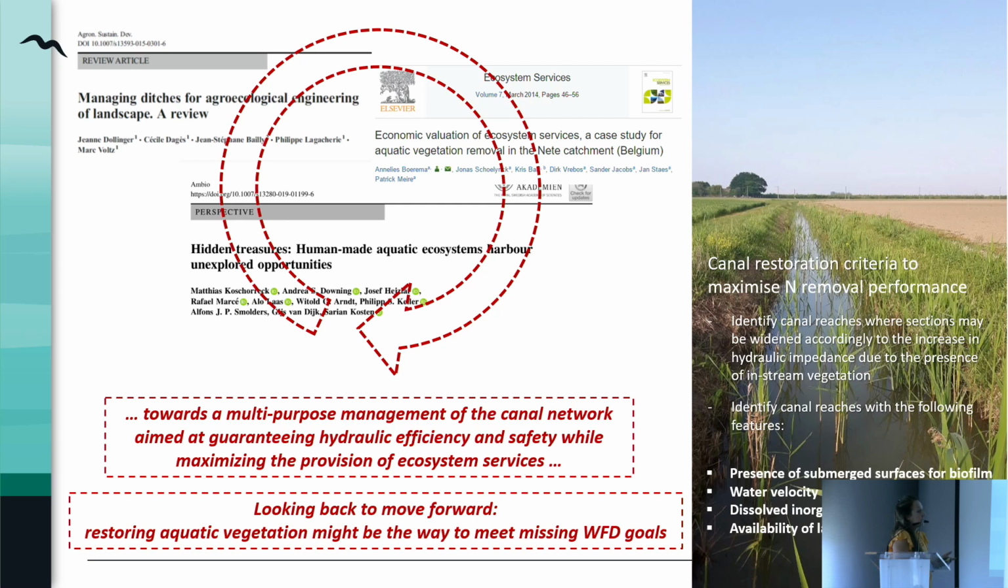And it's important in this context to select canals that are more prone to maximize the natural removal performance. For example, it's important to identify canal reaches where the section can be enlarged, because of the increased hydraulic impedance due to the presence of vegetation along the whole growing season. But it's important, as I told you before, to identify canal reaches where the process of nitrification and nitrogen removal is maximized.